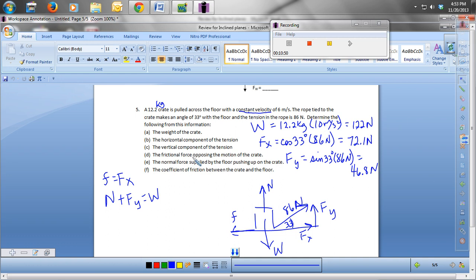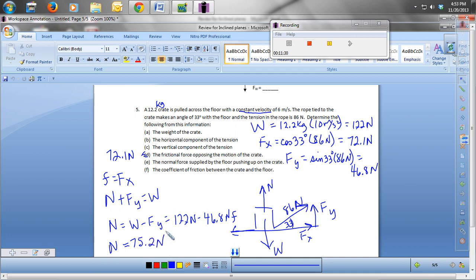And then they want to know the frictional force. Well, frictional force is equal to Fx. So frictional force is going to be 72.1 newtons. The normal force, well that one's kind of tricky, so the normal force is going to be the weight minus Fy. The weight is 122 newtons. Fy we just calculated to be 46.8 newtons. So the normal force is going to be W minus Fy, and when I subtracted those two, I got the normal force to be 75.2 newtons.